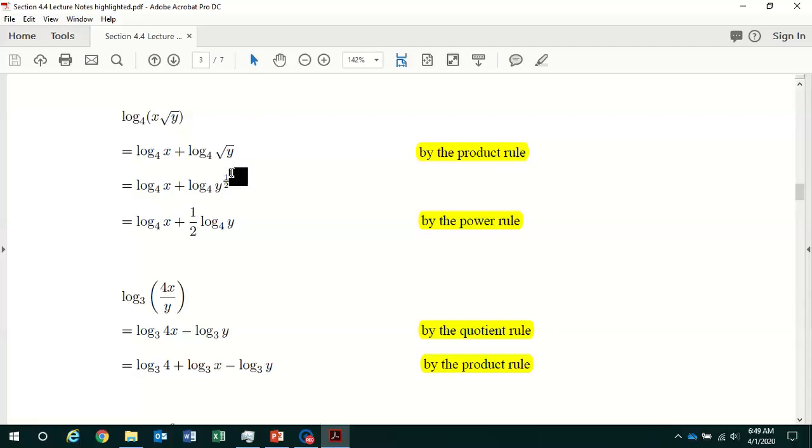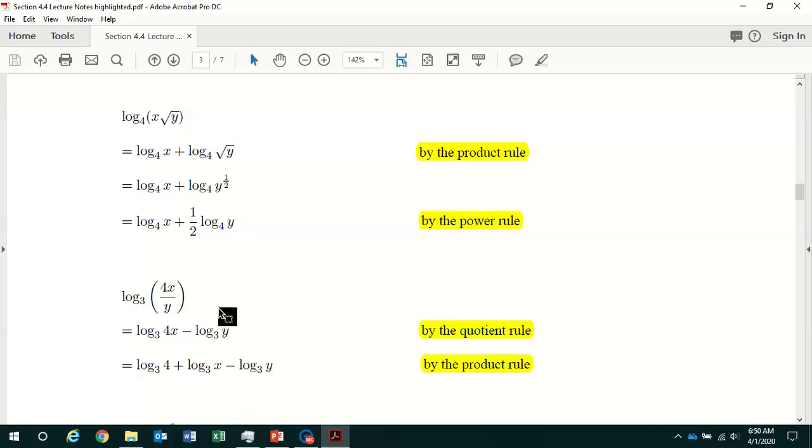And you know the square root of y is equivalent to y to the 1/2 power. So we replace the square root of y with y to the 1/2 power, and then by the power rule, that exponent 1/2 on the variable y can be brought in front of the log base 4. So this is equal to log base 4 of x plus 1/2 times log base 4 of y. So this up here, log base 4 of x times the square root of y, is equivalent to this sum down here. This is our final answer.